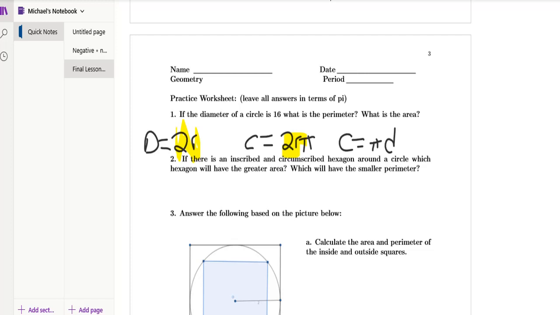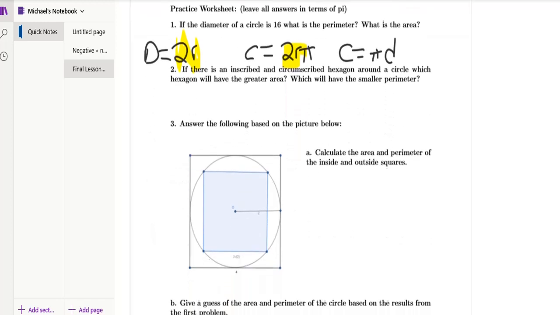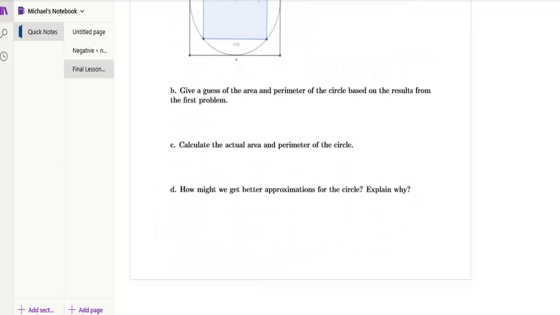All right, so this will conclude my video on the lesson for the area and circumference of a circle.